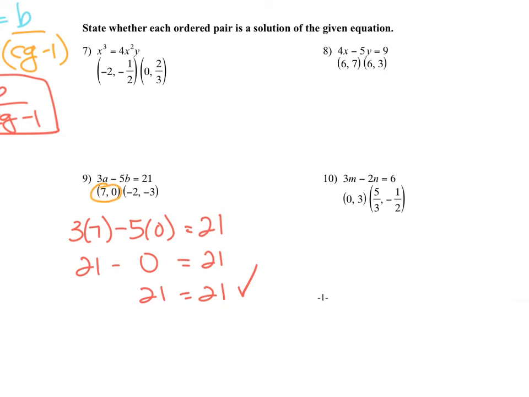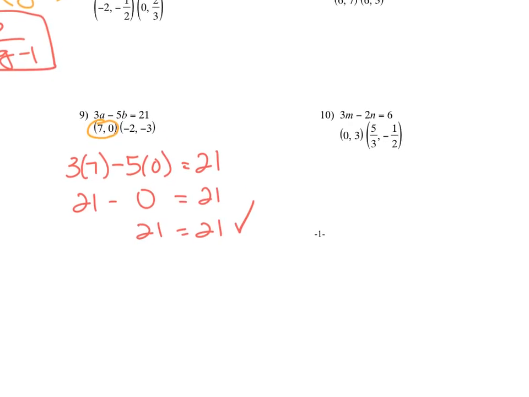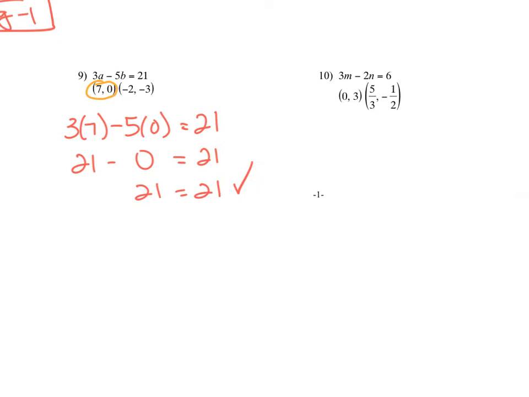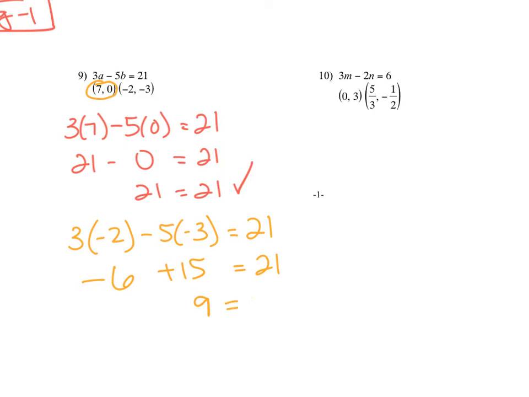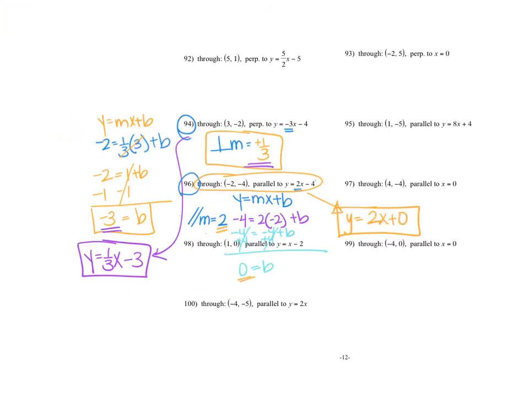And I'm going to do the same thing in orange with the other coordinate. So 3 times -2 minus 5 times -3 equals 21. This becomes a positive 15. This becomes a -6. Well, 15 minus 6 will be 9. 9 will never equal 21, so this is not a solution. All right, we made it to our next section.